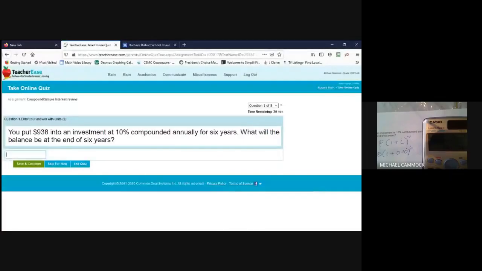So what I'm going to do is put exactly that. But one of the things you need to understand is that I have to put in that $ sign. You see the question says enter your answer with the units, which in this case is dollars. If you don't put the $ sign in, it's going to be wrong. So I'm going to put my answer in with the $ sign, exactly what you just said: $1661.72. Once I do that, I'm going to press save and continue.